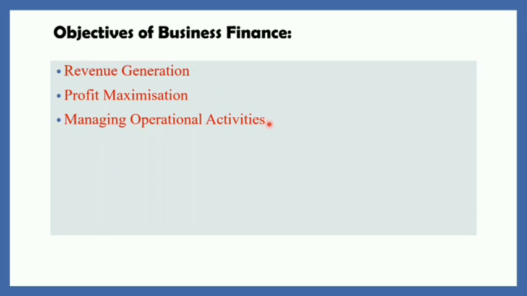Next comes your managing operational activities. See, for operation of activity, for operation of people, for operation of work, all these activities require finance. To manage these operational activities, one needs to have finance. If the finance is there in the company, these activities can be managed very properly. So your third objective of business finance is managing operational activities.